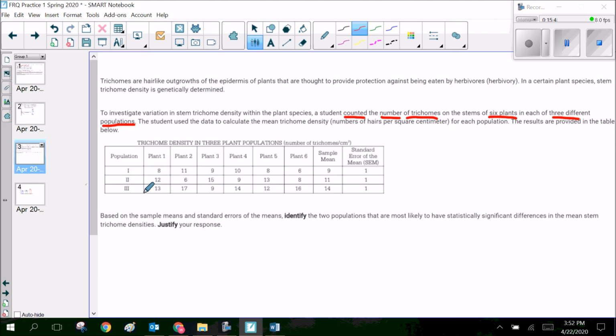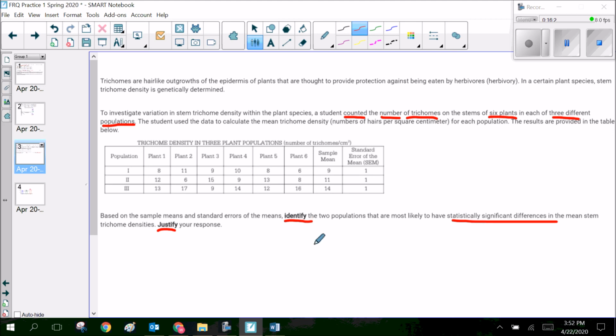Okay, so I can see here are my populations. Here are the individual plants. I'm actually going to mostly ignore those because I'm really interested just in the sample mean and the standard error of the mean, because they already calculated the mean for me. I don't have to worry about calculating it here. So based on the sample means, I need to identify, there's one point, the 2 populations that are most likely to have statistically significant differences, that's a big thing, in the mean stem trichome densities, and I need to justify my response. So 2 points there, and we're going to be looking at some statistical stuff. Okay, so let's go ahead and dive in.